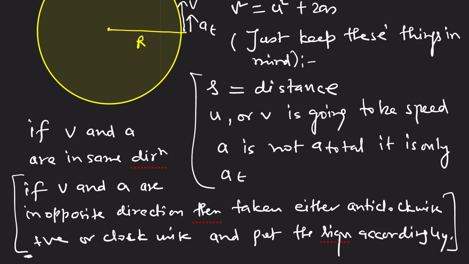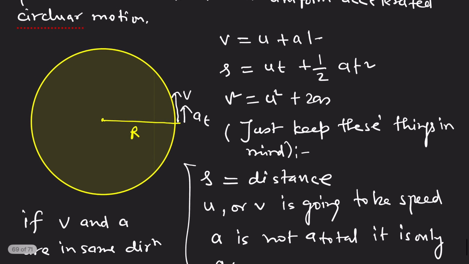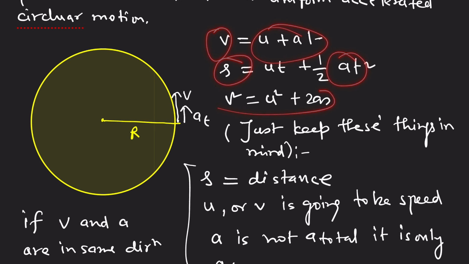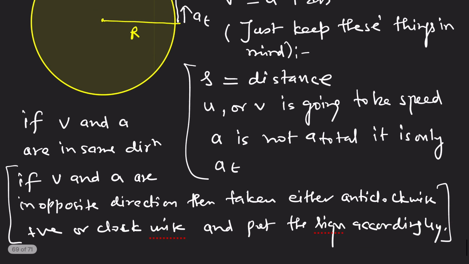This is something that I wanted to discuss. Suppose in this case, this is the direction that we have taken as positive. So if the particle is moving in the anti-clockwise direction, we will take V as positive. And let's say the A tangential is acting in this direction, so we will take A tangential as negative. Then we can put the values here as per the sign and solve the problem. So this is the normal way of kinematics that we have learned in rectilinear motion.